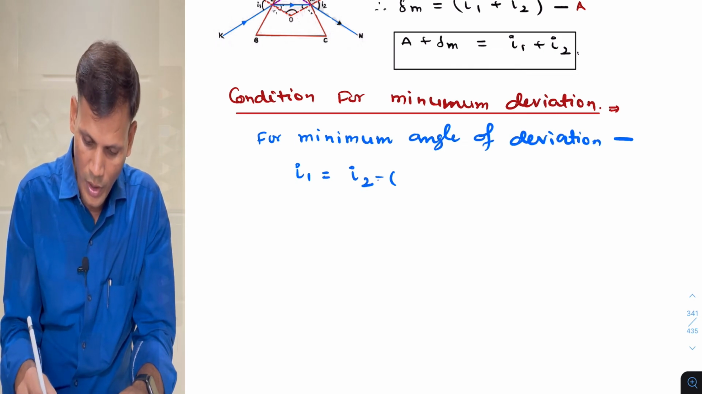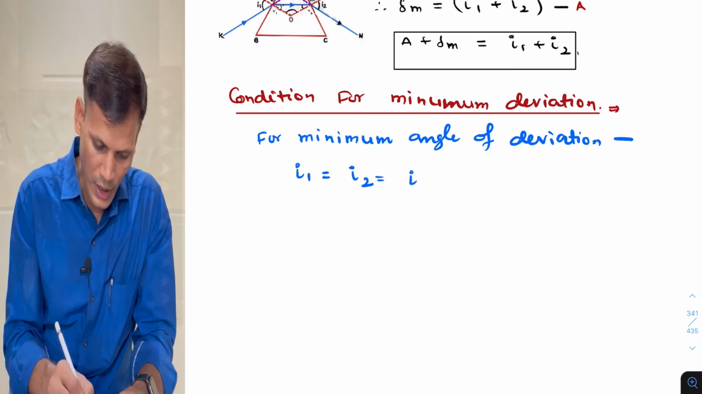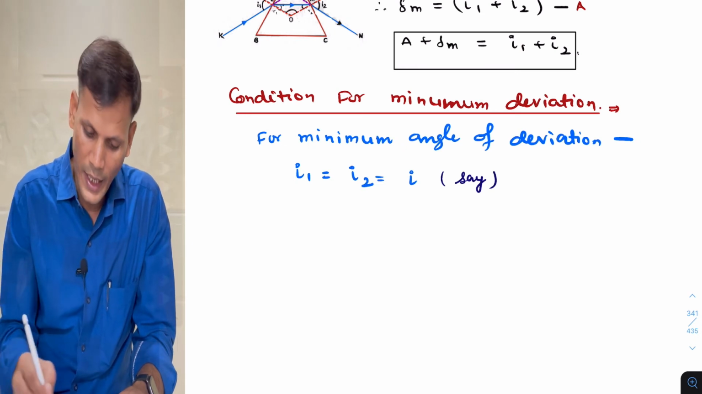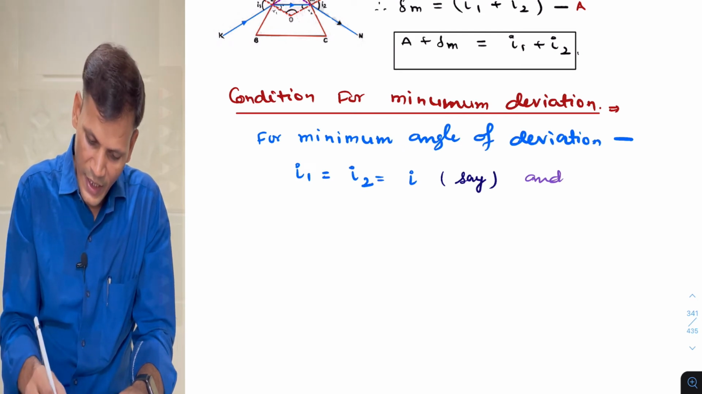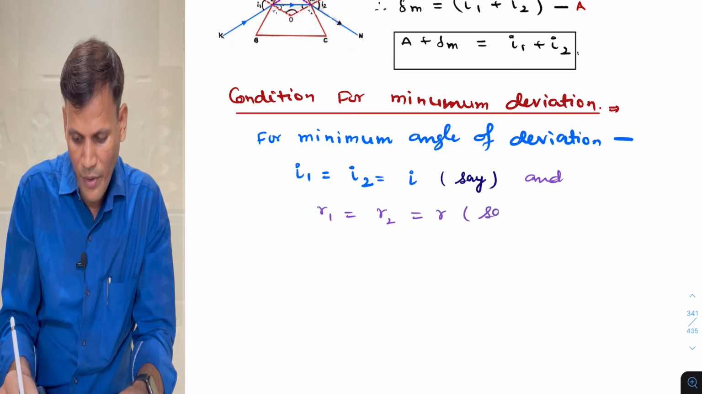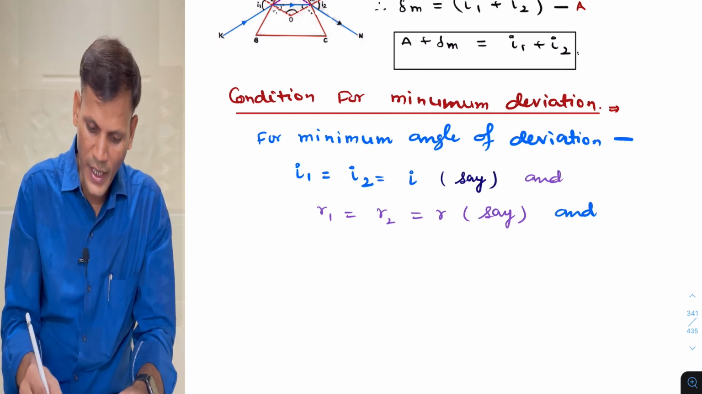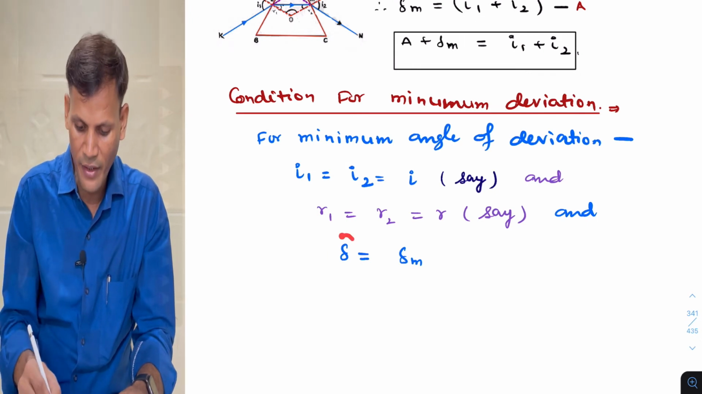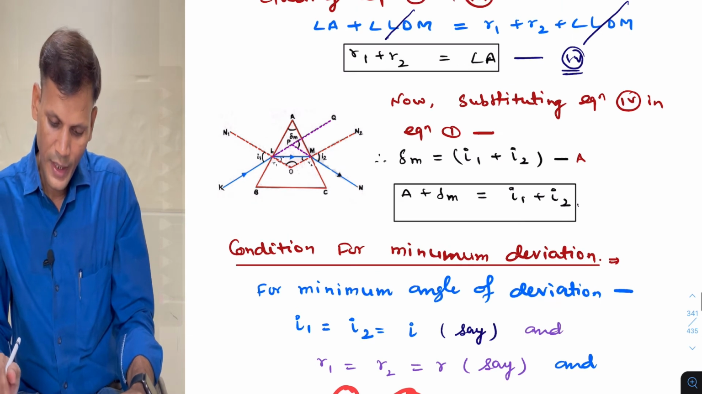I am writing I, we will assume it. And the second condition will be, in that case R1 must be equal to R2, equal to R, we will assume it. And one more condition will be there, that is delta will be delta M, that is the angle of deviation will be minimum, so it is delta M.